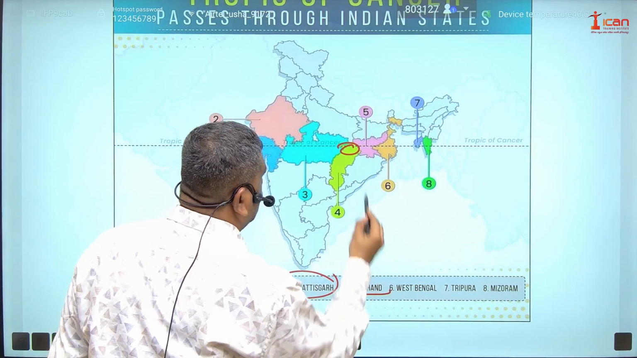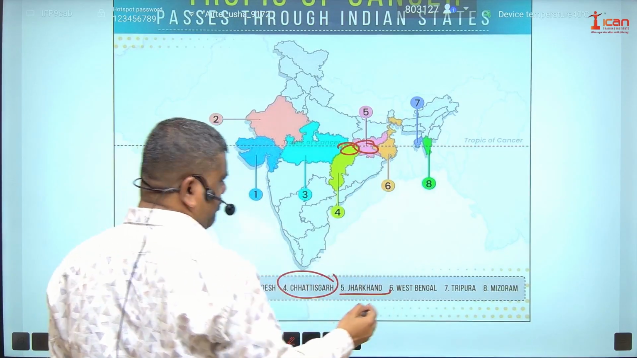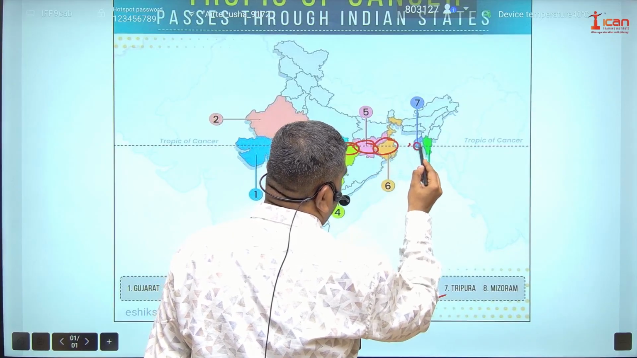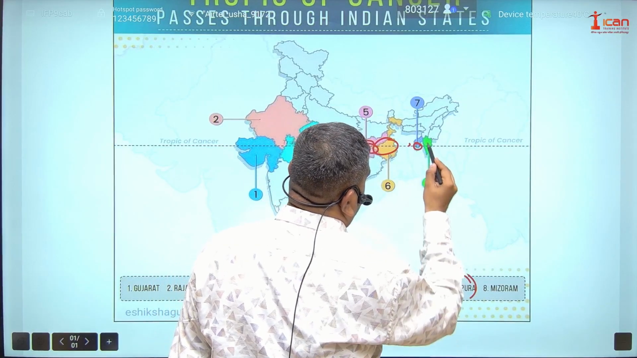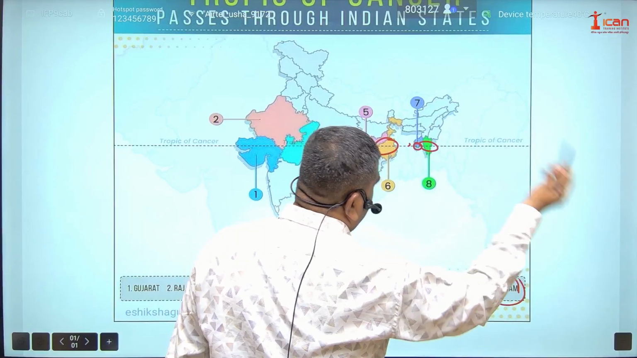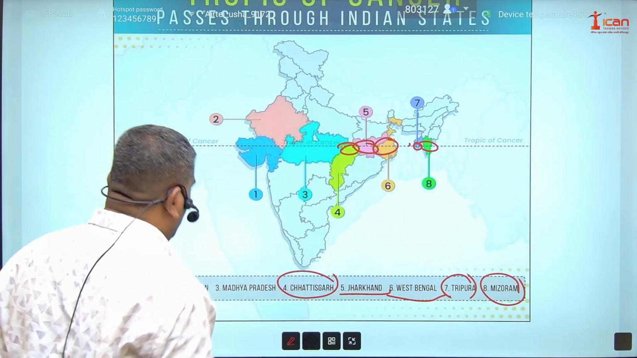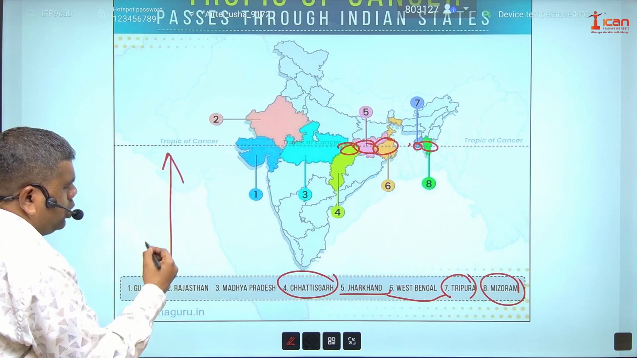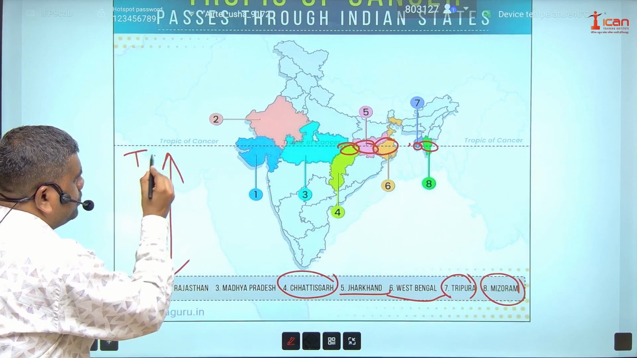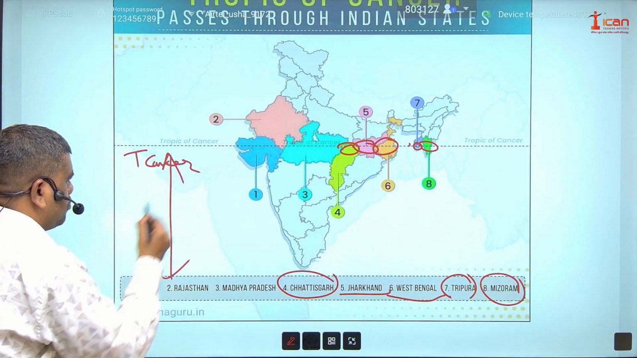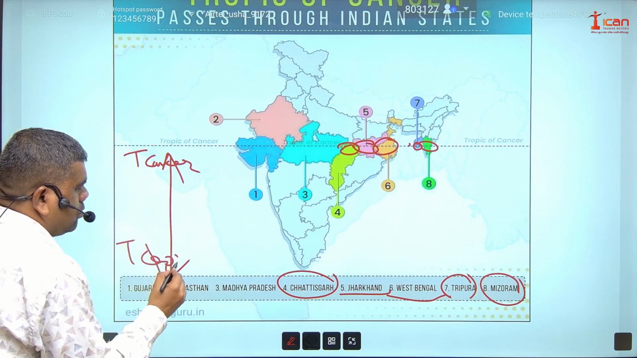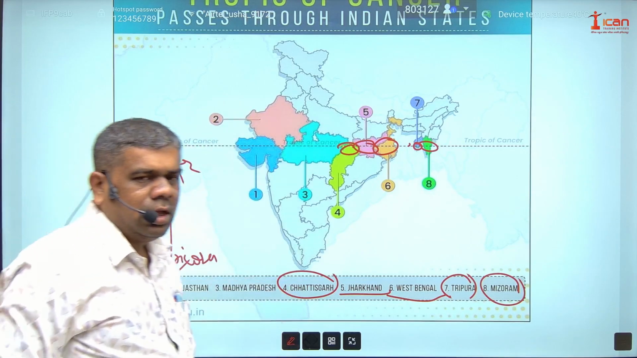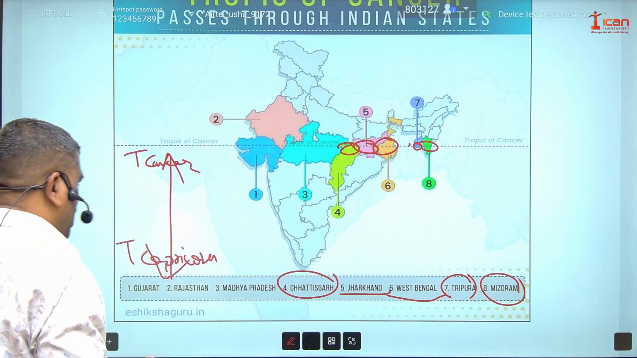Then we have Jharkhand, the new state of Jharkhand. Then West Bengal, right? Here it goes into Bangladesh. Then there is Tripura and then Mizoram. It goes beyond that. So the Tropic of Cancer. So what happens is, the apparent movement of the sun is from the Tropic of Cancer to the Tropic of Capricorn. So a large part of India actually falls in this zone where there is ample sunlight.